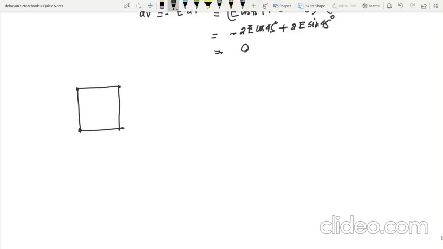Four identical charges, say, placed at corners of a square of say side A. Now you have to find the potential, you can say you have to find the potential energy of one of the charges due to the remaining. That is a simple question.